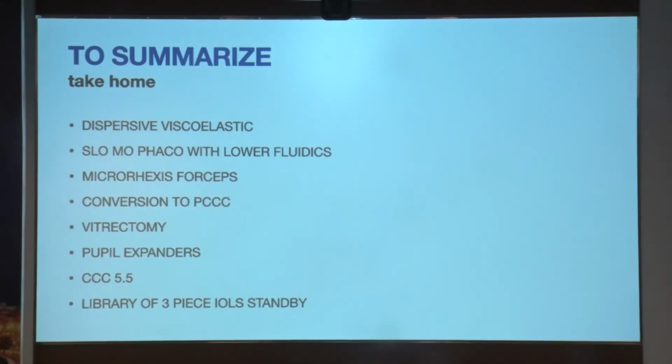So to summarize, we need to have dispersive viscoelastics, slow-mo phaco with lower fluidics, microrexis forceps ready. You need to convert to a PCC whenever you get a rent. Don't wait for it to increase. Vitrectomy is always kept ready. You need to use both the parts of the vitrectomy, the eye cut and the cut eye. That's very important. Keep pupil expanders ready in your OR. CCC, try to put it at 5 to 5.5, and always have a library of 3-piece lenses.